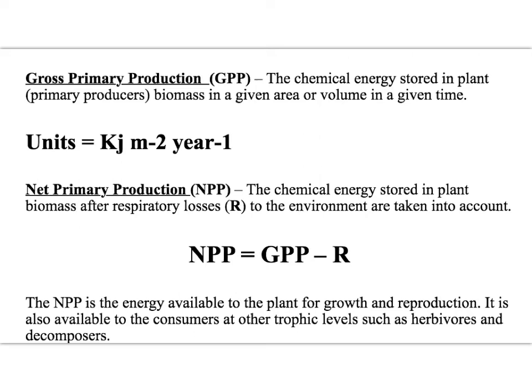So net primary production, that's the energy available for the next trophic level, for the consumer, for the herbivore, and that's equal to GPP, which is the energy that's stored in the plant biomass in a given area, volume in a given time, like kilojoules per metre squared per year. And that's the energy in the biological molecules produced after photosynthesis. But some of those are used up in respiration by the plant.